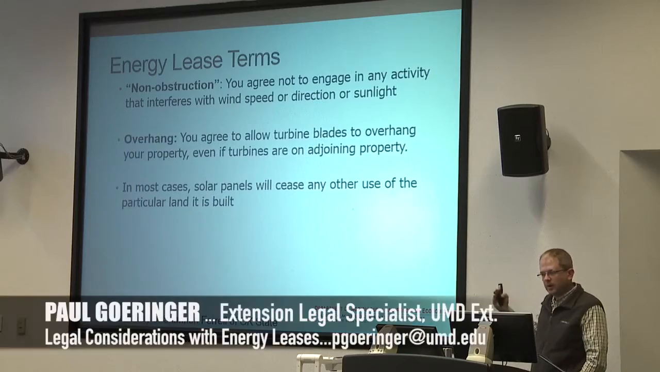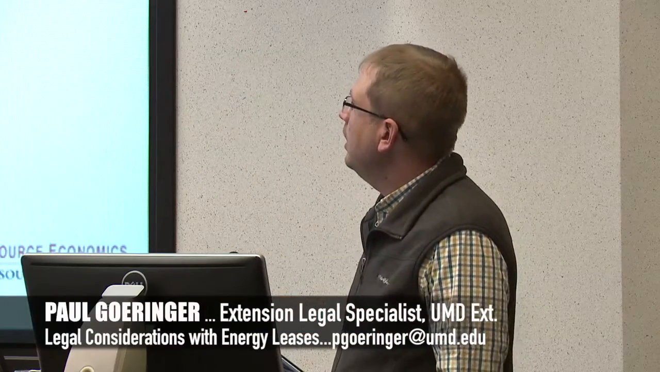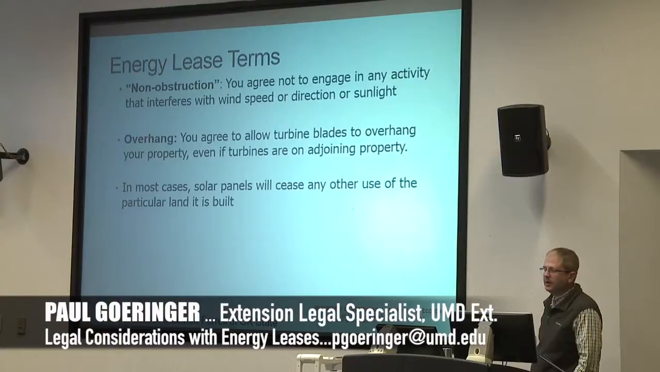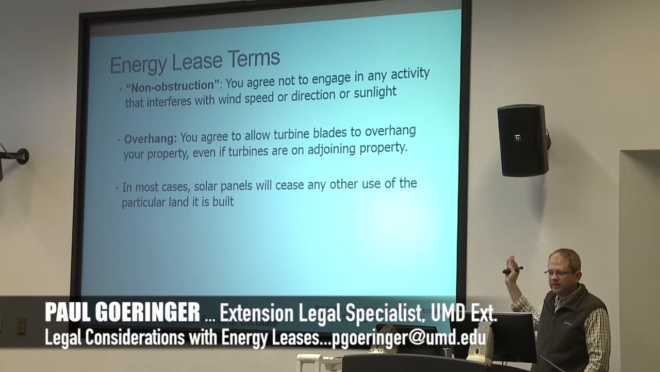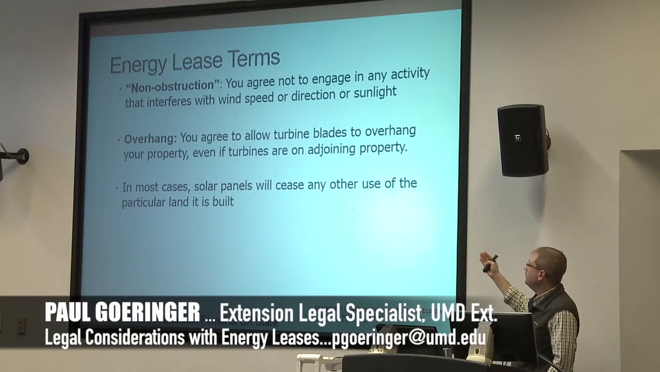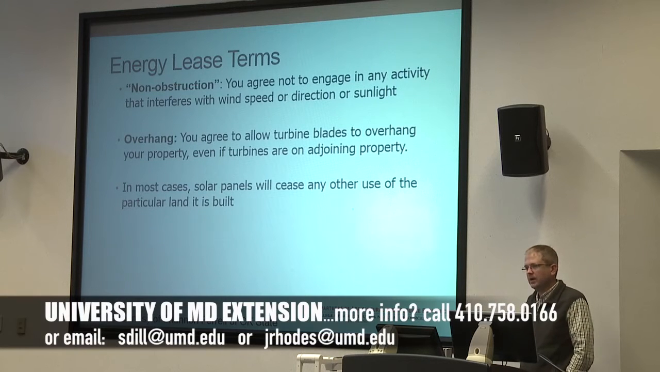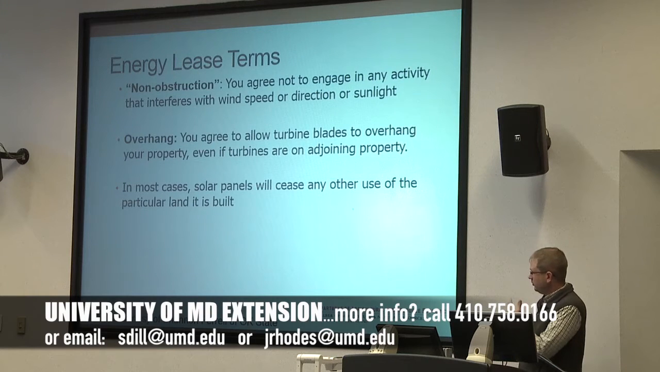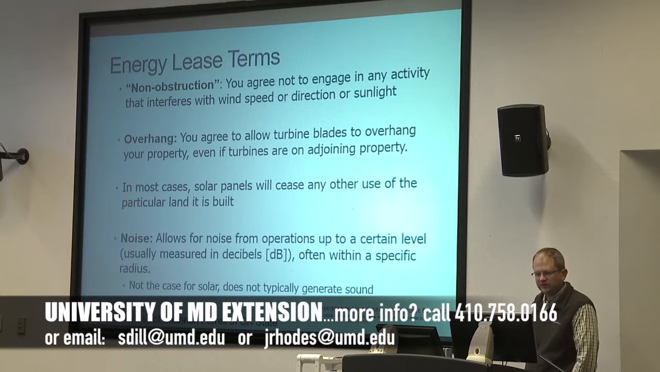So you may not be able to put up a barn or another structure that you really need on the property. If we're looking specifically at wind and solar, there will be overhang provisions to allow these things to overhang the property in some way. Even if they're on the adjoining property, there may be some clause you have to enter into, especially with wind, not so much with solar, to allow an overhang in certain situations.